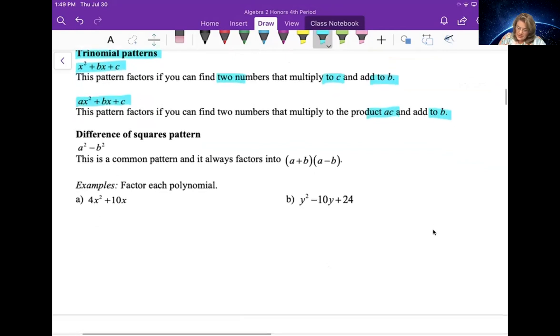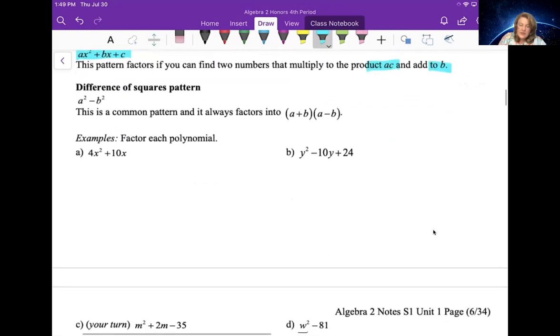All right, that's one. Another situation you might see is the difference of squares, a squared minus b squared. You need to recognize that you have a difference of squares pattern, and it will factor to a plus b times a minus b. Okay, so let's do some practice.